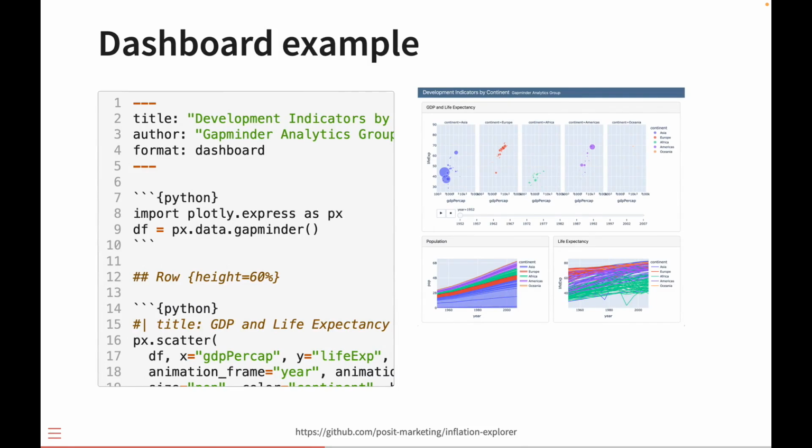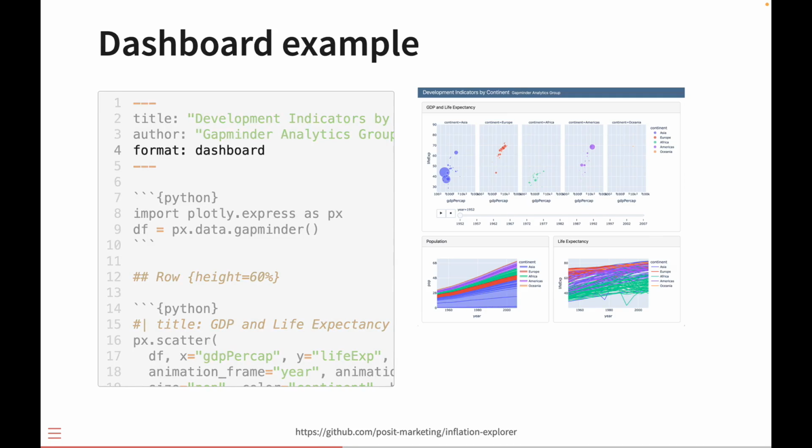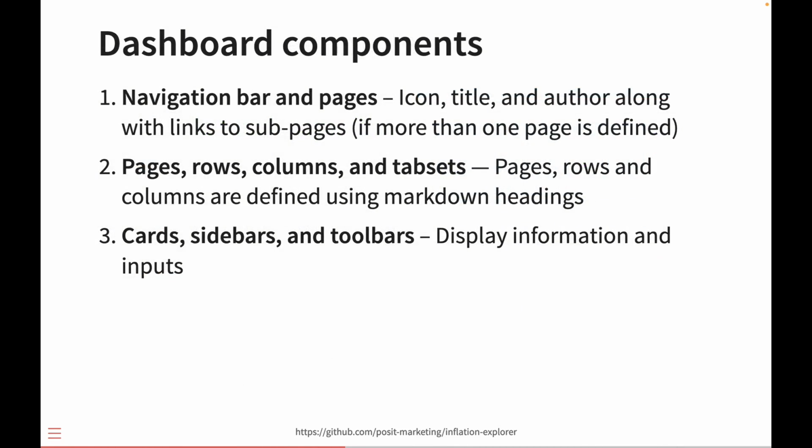This Python dashboard contained on a single page uses interactive Plotly visualizations to examine development indicators within the Gapminder dataset. It features 2 rows, with the second row divided into 2 columns. And as mentioned earlier, what we need to do is define the format as dashboard. Let me walk you through some of the key features. Dashboards can include navigation bars, organized rows and columns, tab sets, cards, other content, and sidebars and toolbars for functionality.